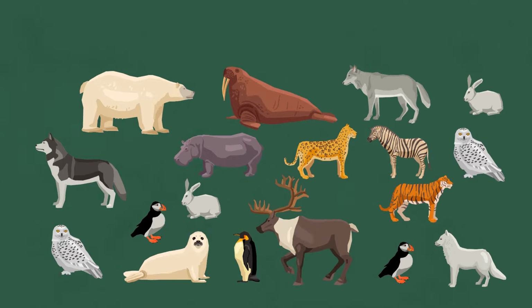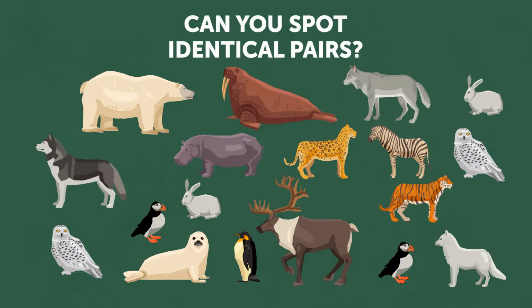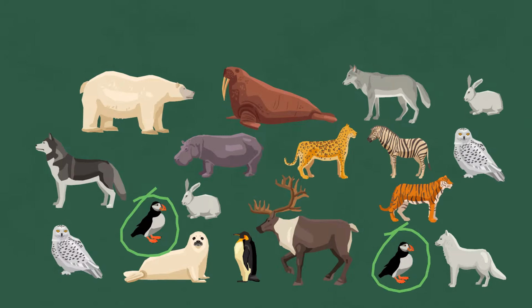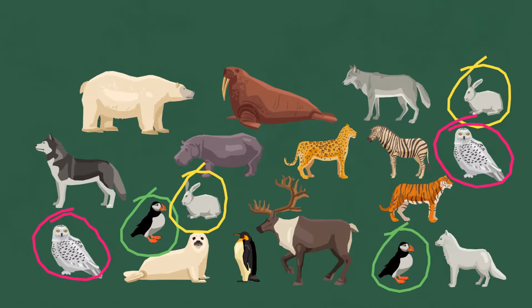There are many different animals in this picture, but can you spot identical pairs? This couple of birds, these hares, and the owls. Other creatures don't have identical twins.